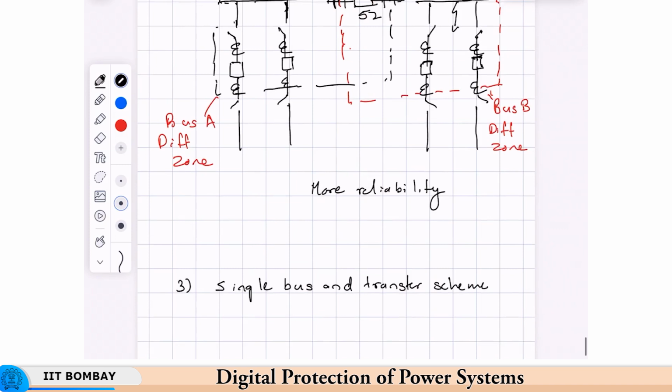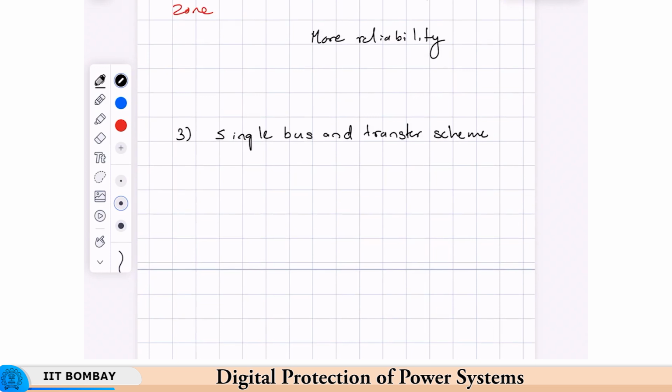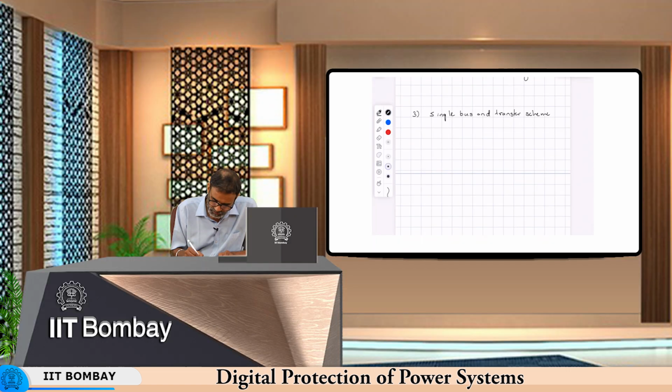Now, notice that in this, if there is a breaker problem, or the breaker needs maintenance, then that feeder is lost. Okay, you cannot take a breaker out for maintenance. So, to overcome that, this single bus and transfer scheme is used.